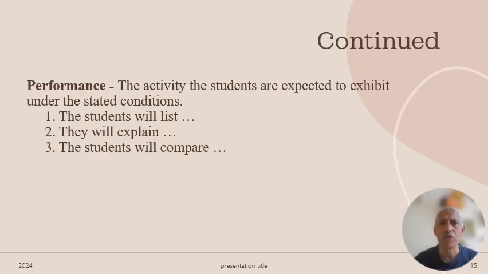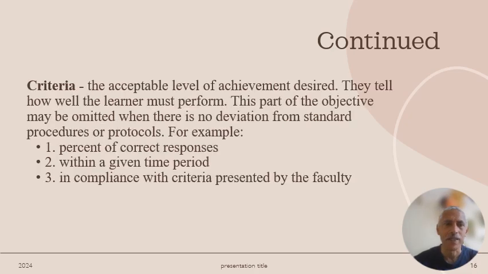Performance is the activity the students are expected to exhibit under the stated conditions. What is it that the students are expected to do? That's your performance. The students will list, the students will explain, the students will compare, the students will write. These are the performance verbs, and these verbs are very important. Like I said, these verbs will also determine at what level of Bloom's taxonomy you'll be teaching.